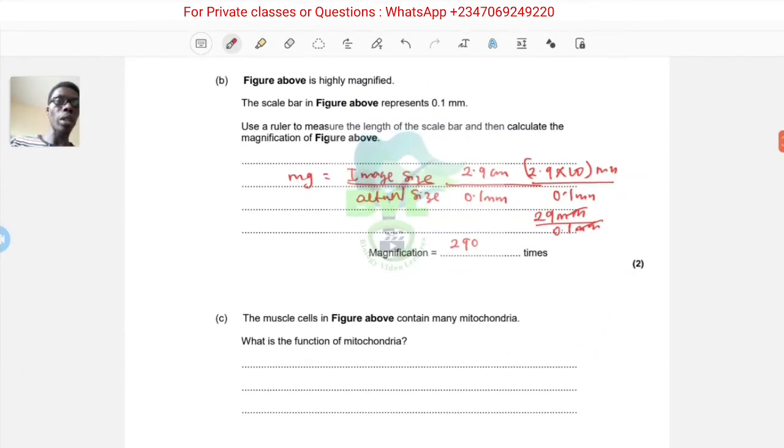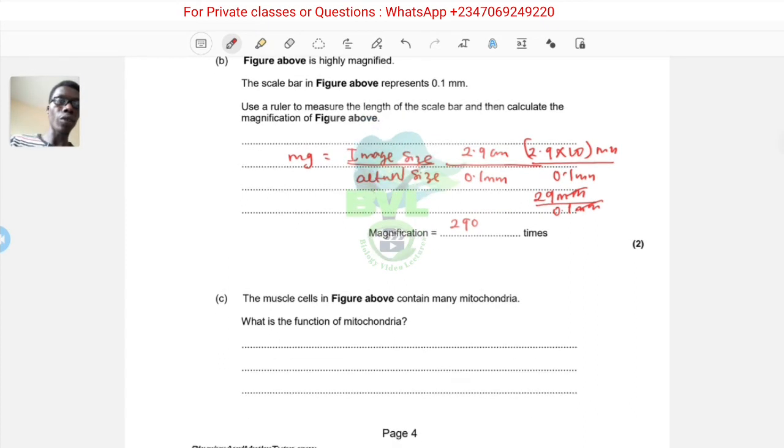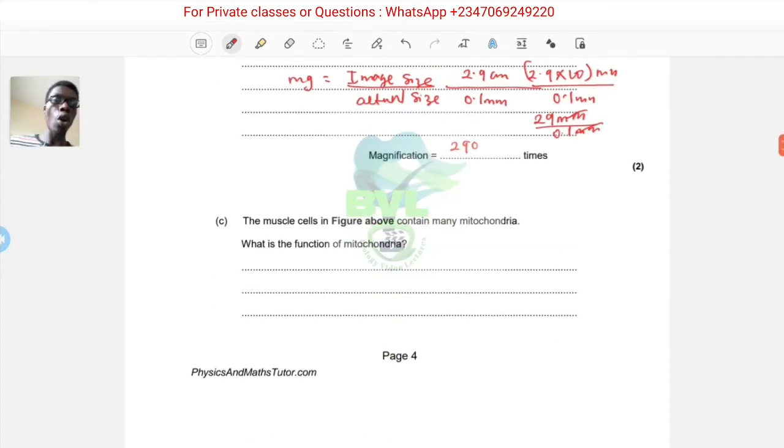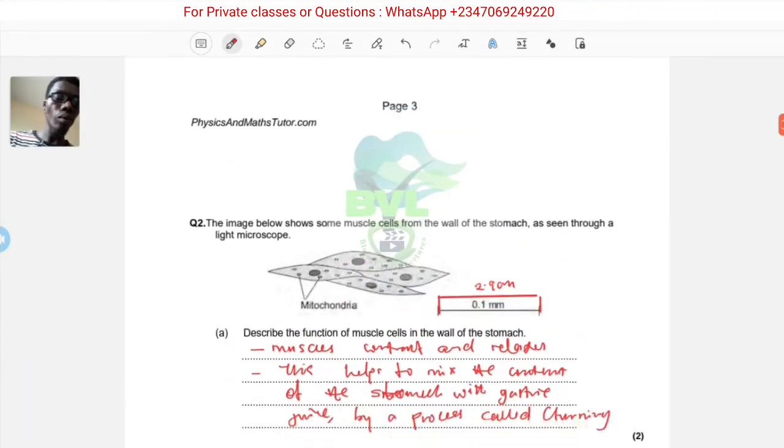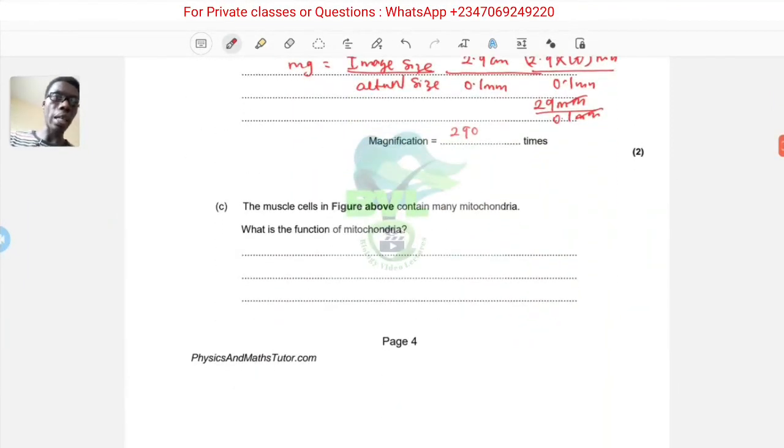Now, the muscle cell in the figure above contains many mitochondria. What is the function of mitochondria? How many marks do we have? 2 marks. Okay, now when you have 2 marks, you know that's 2 points. Remember the first point has to do with the function of the mitochondria. Then you now talk about how that function relates to that diagram. Okay, so this is a muscle cell. I guess you should be able to answer this now.